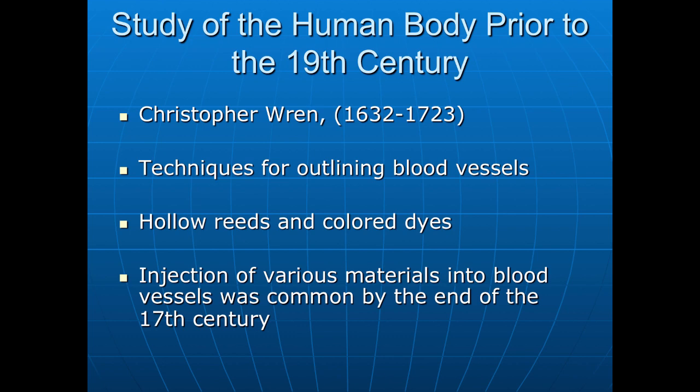So in the beginning, here are some of the simple ways that they learned to study the human body. We had Christopher Wren as far back as 1632 looking at ways to outline the blood vessels, and clearly these were going to be on cadavers. They would take hollow reeds and use colored dyes, inject these colored dyes, and then look at the cadaver and see where the dyes ended up, into what target vessel or target organ.